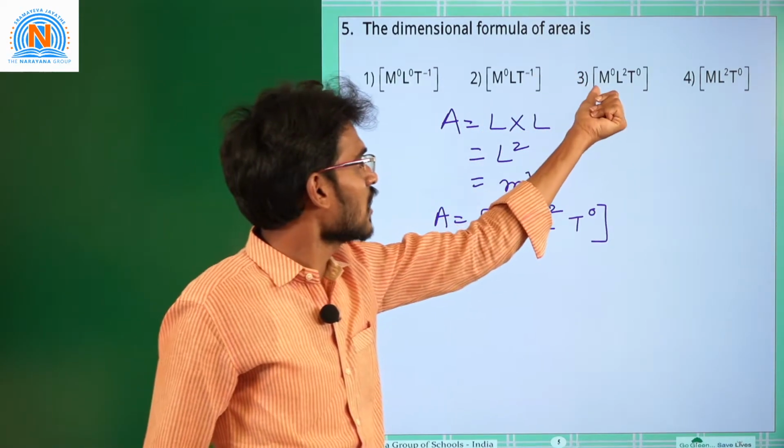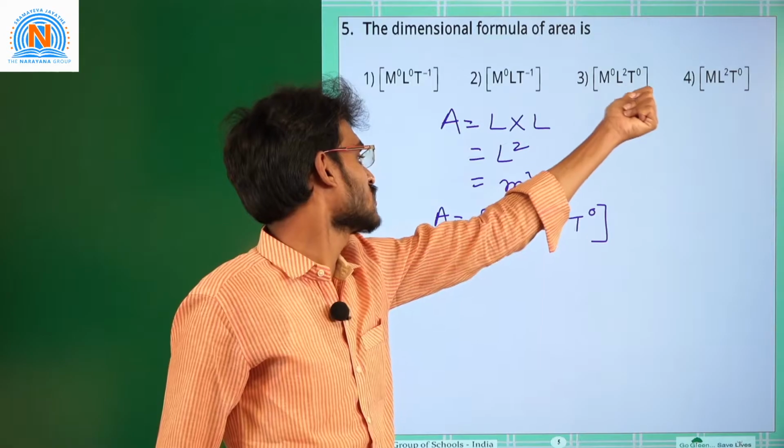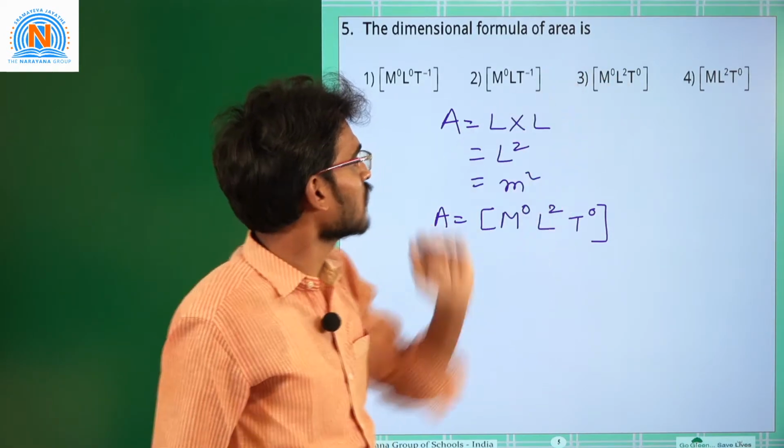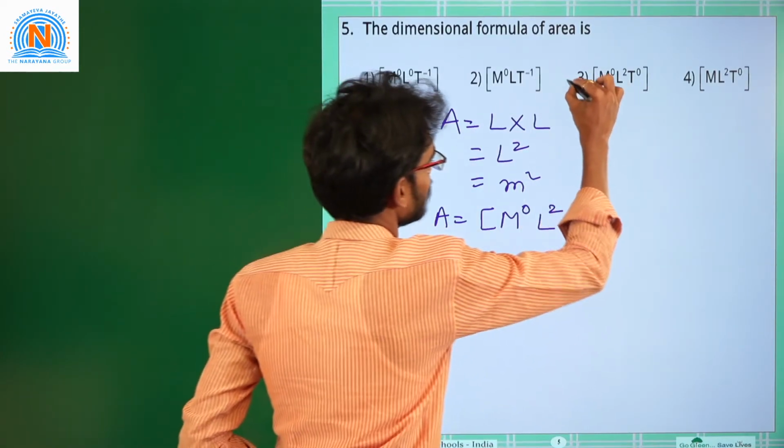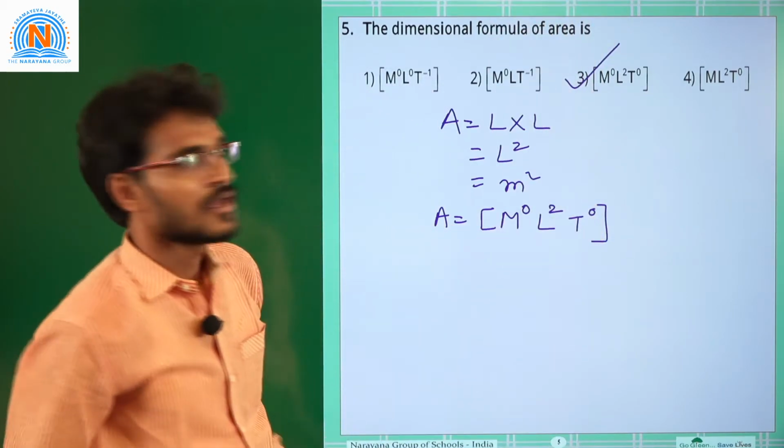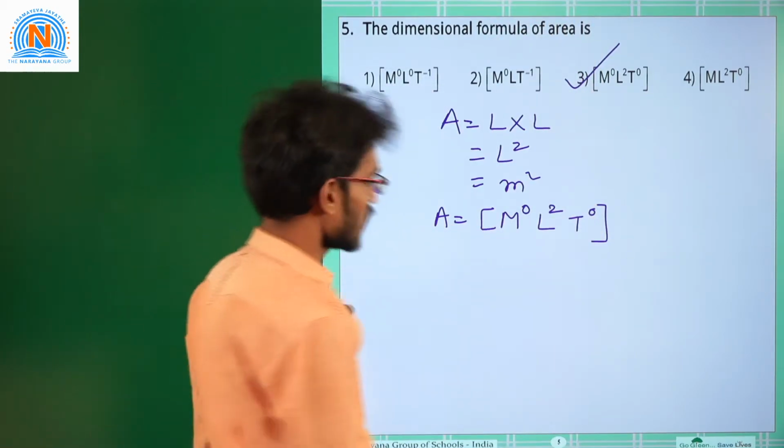Now see which one is the correct option. The third option, that is, in square brackets, M power 0 L square T power 0. So the correct option is 3. Next, move to the next question.